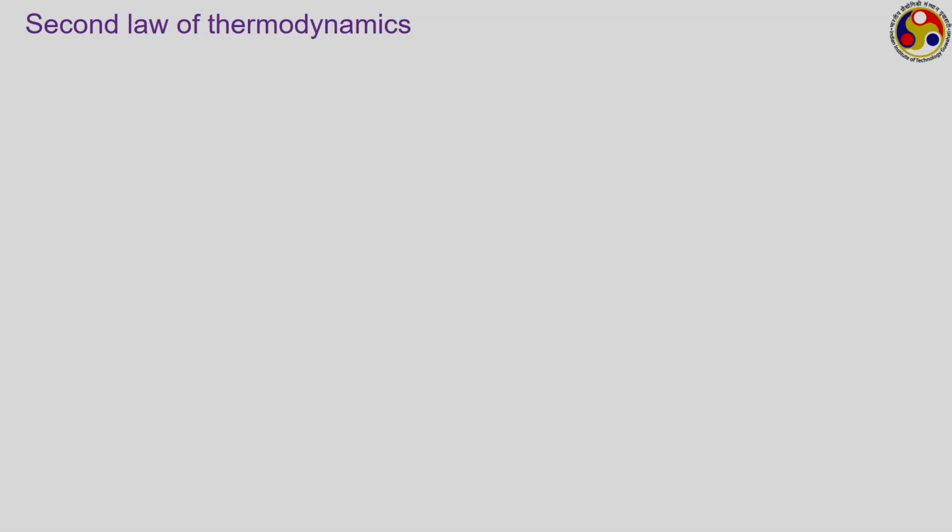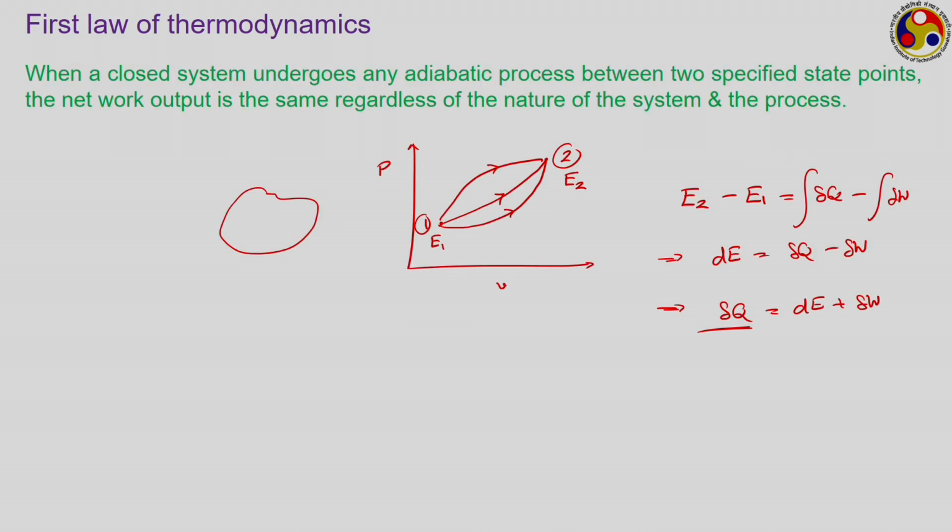Based on the first law, we can define different kinds of systems. Now, suppose we define a system like this, which is operating over a cycle. Another important concept from the first law of thermodynamics: the form that we have written is for an individual process. So, for an individual process, we can always write del q minus del w is equal to dE.